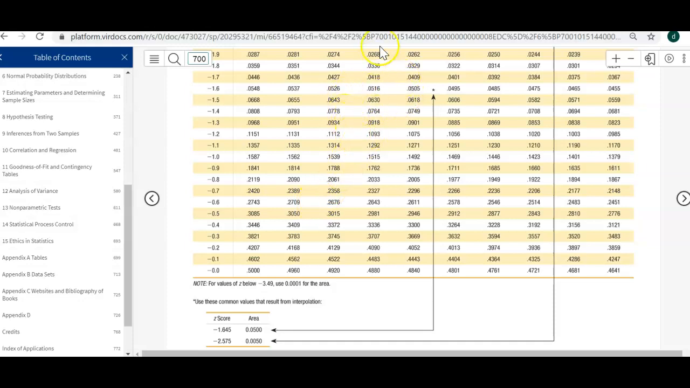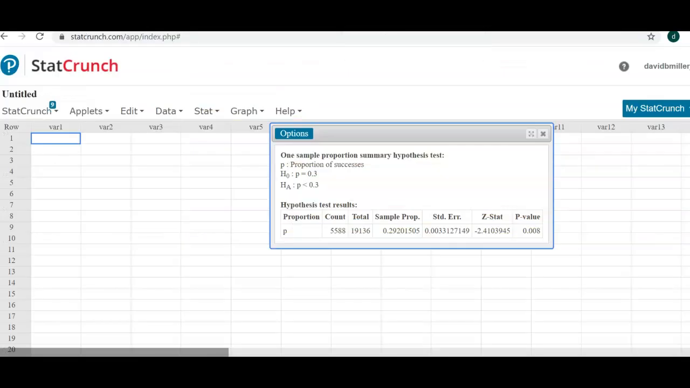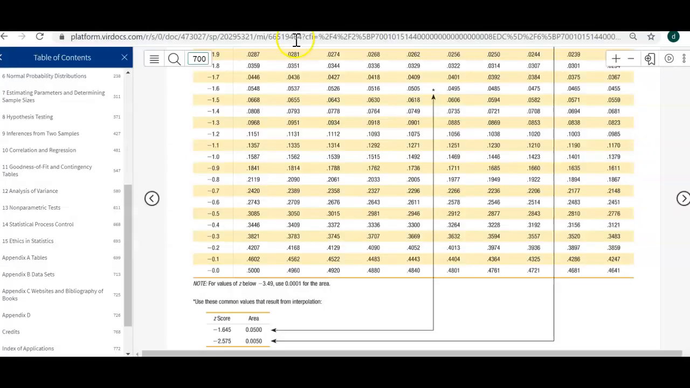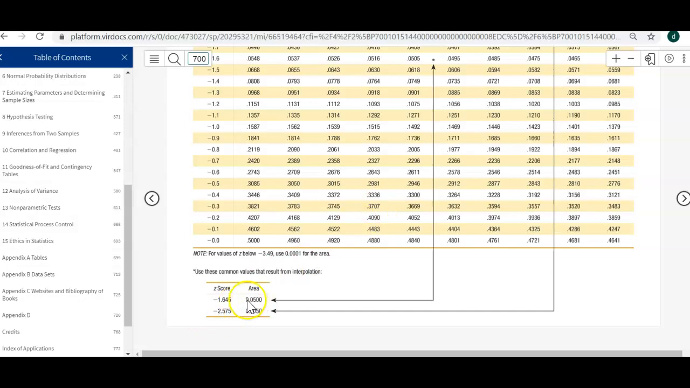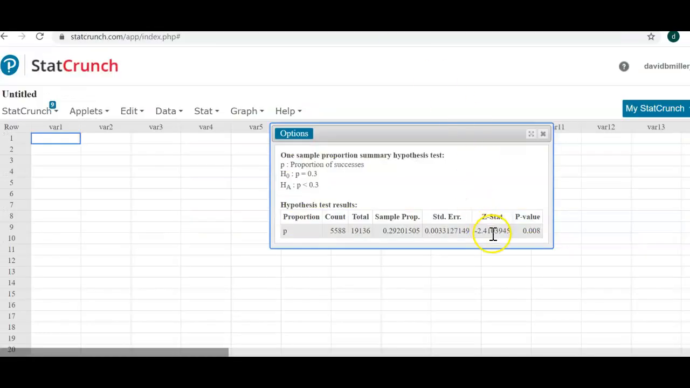We wanted 0.05 again. So sorry, we were looking for negative 1.645 again, and we were at, on our StatCrunch, at negative 2.41. So we're way below what we needed to be for a z-stat also, if you wanted to do it that way. It's just two different interpretations of the same thing.